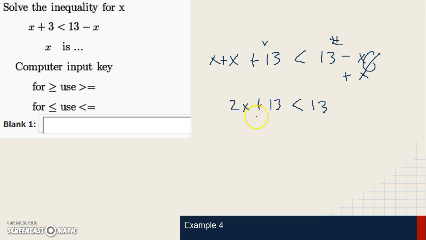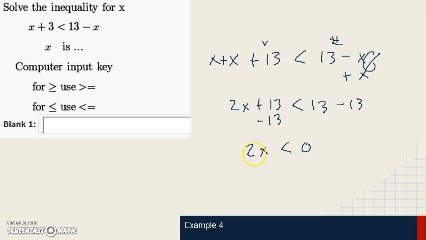The easiest number to eliminate is the one that's being added. How do you eliminate something being added? You subtract by what you want to eliminate. So minus 13, minus 13. Once I simplify, I'm left with 2x is less than 13 minus 13 is 0.